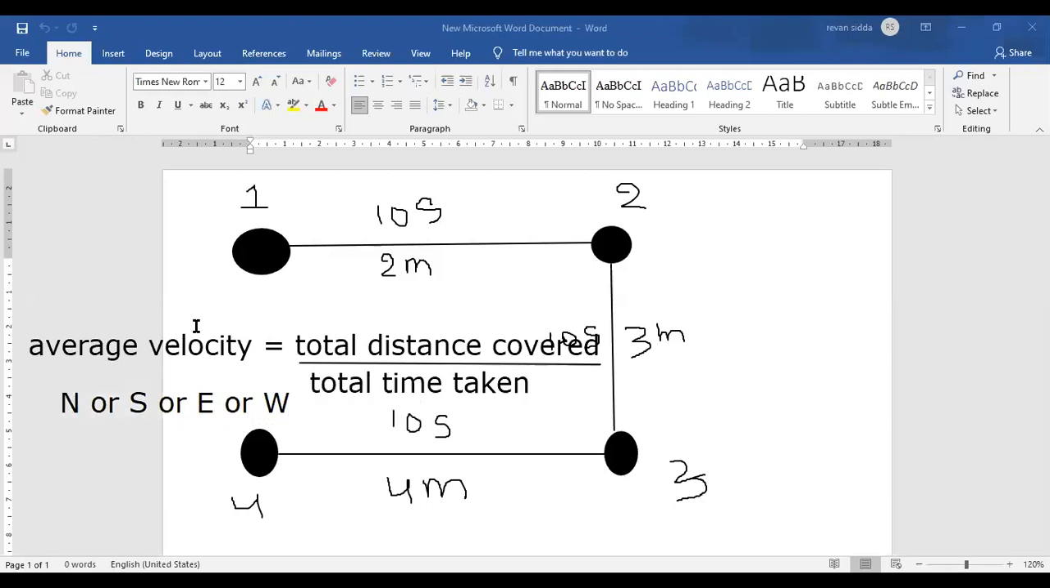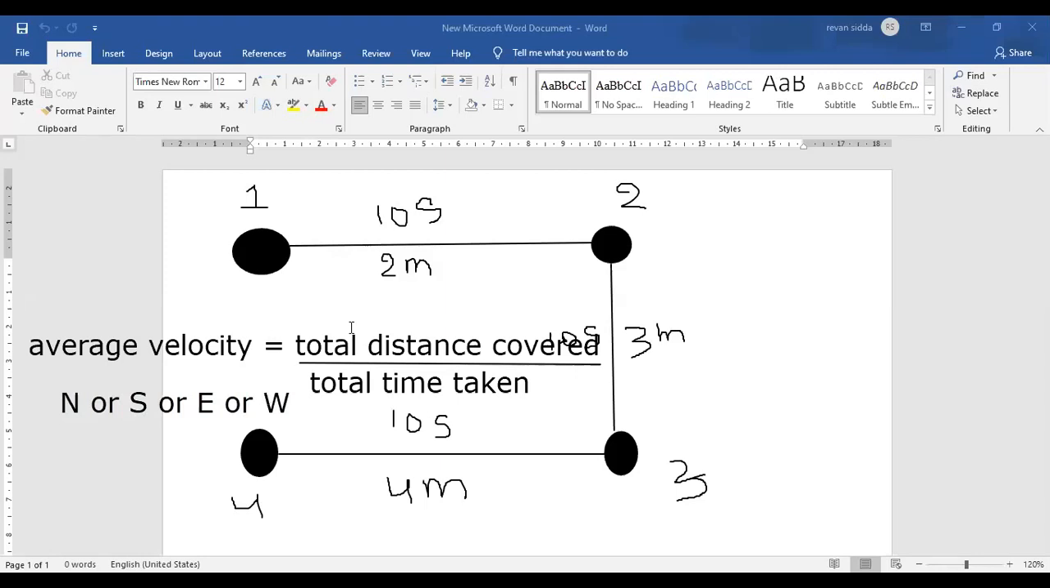If you miss the direction, then it will become speed. If you include the direction, then it will become velocity. Okay, remember, only direction is the difference between speed and velocity. Understood, everyone? There are many differences, but the main importance is direction.